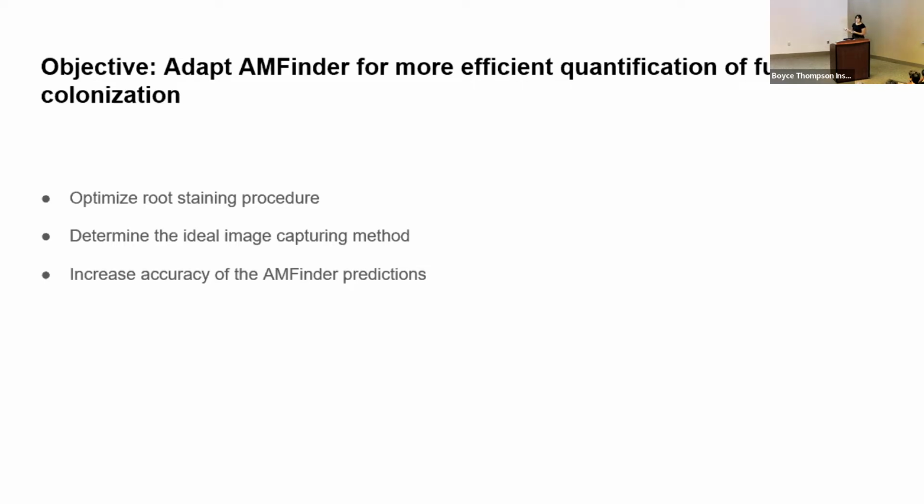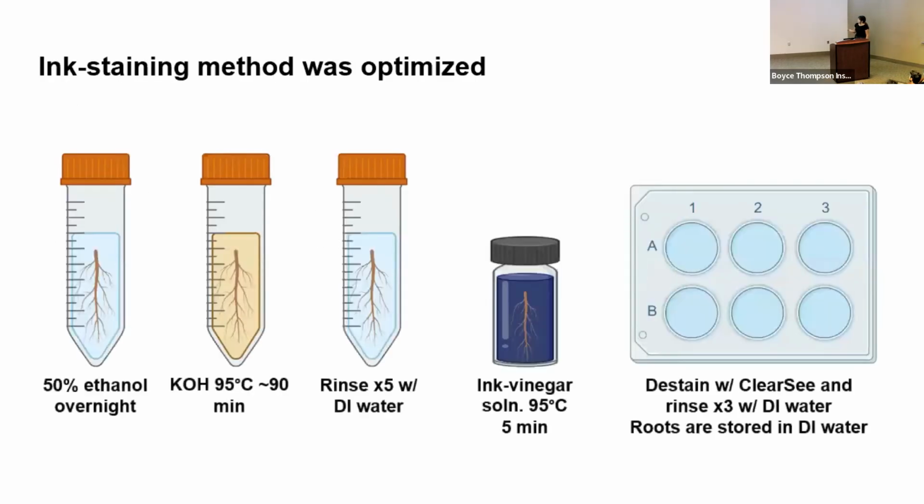The program does come pre-trained. However, we were unsure whether the training that was provided already would be sufficient for the images that we would be taking. So we plan to create our own data set of new images to retrain the program. Like I mentioned, the first thing that we did was optimize our ink staining method, and this method isn't really commonly used in the Harrison lab, so we did have some trial and error to work through.